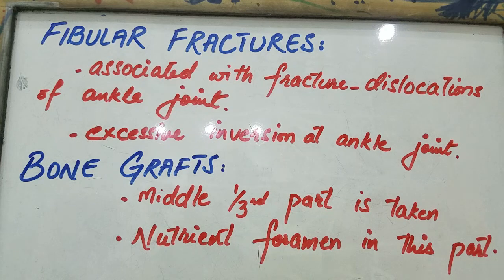And secondly, if we need to take the graft, the middle part is the part which has the nutrient foramen, right? And it has the nutrient artery. So we can take the graft from the middle part, and the nutrient artery also goes along with that part. And so the graft will remain alive and it will grow when it is transplanted to the new site, right?